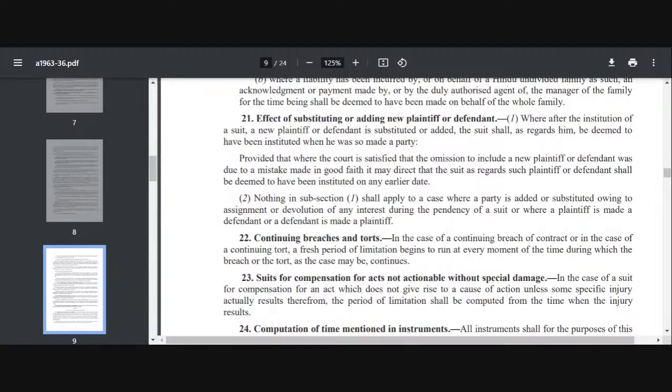So what does 21 say? Students, can you just tell me what is 21 talking of? See, sometimes we have to substitute a plaintiff or we have to add a new plaintiff, right? In that case, what is the effect if I want to substitute or add a new defendant, right? After the institution of suit. So suit is already instituted, and the limitation period is over. So will I be allowed or not to add and substitute?